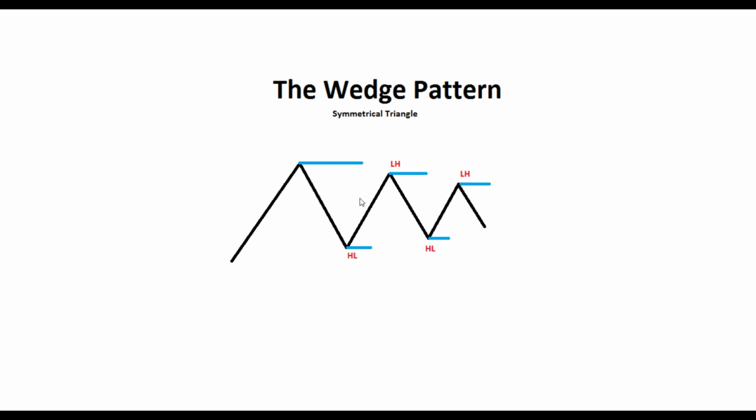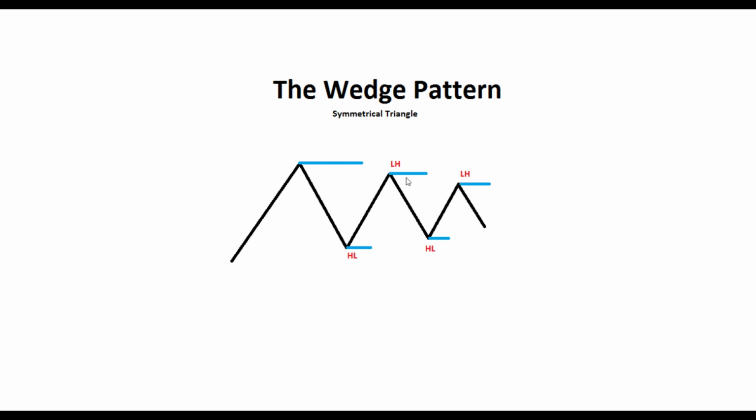However, with the wedge, as you can see here, you have lower highs, but yet it's not making lower lows. It's making higher lows. So that should raise some flags. Wait a minute. The lower highs should tell you that the stock wants to go down, but yet it's making higher lows as well, which would tell you the stock is going up. What you're seeing here is the formation of a wedge, a symmetrical triangle pattern.